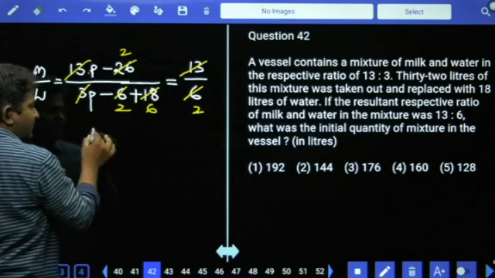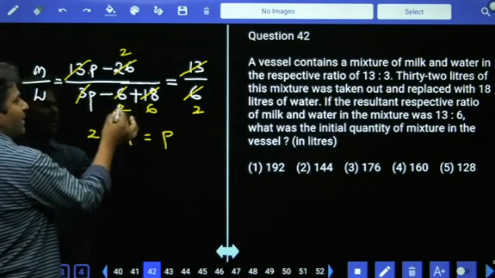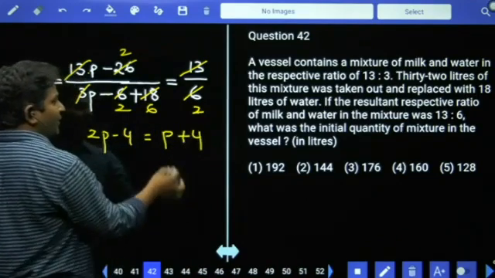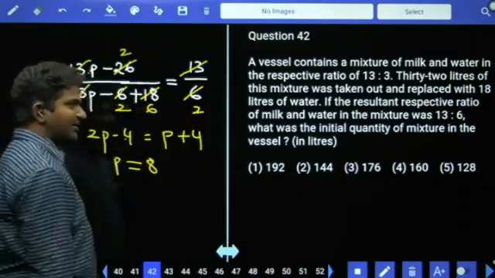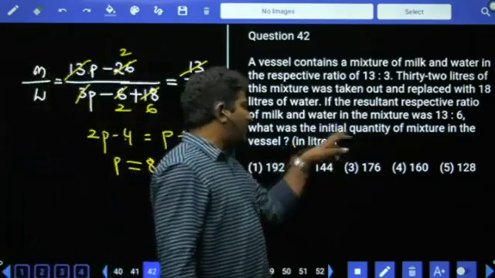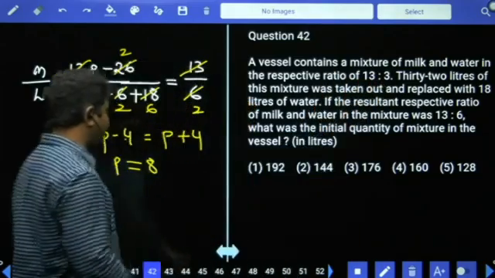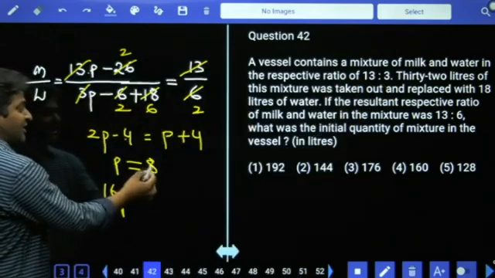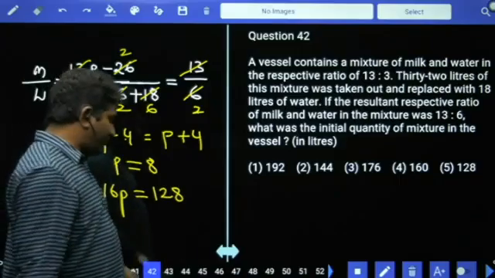2p minus 4 is equal to p minus 2 plus 6, that is equal to plus 4. From this, p is equal to, minus 4 goes to the other side, becomes 8. Now you are asked to calculate the initial quantity of mixture, in the sense milk and water both together, that is equal to 16 parts. That is equal to how much? 16 into 8, that is equal to 128. 128, which is our fifth option.